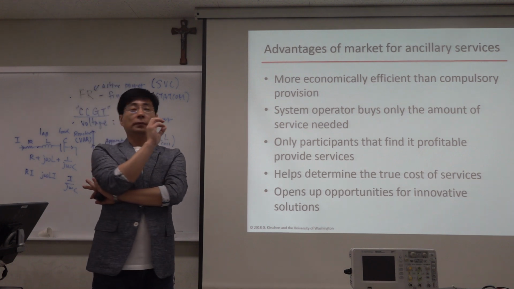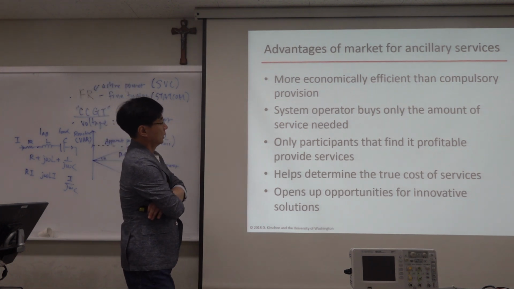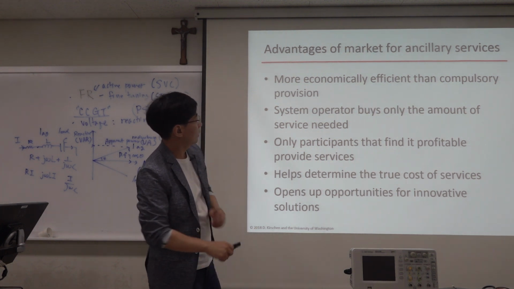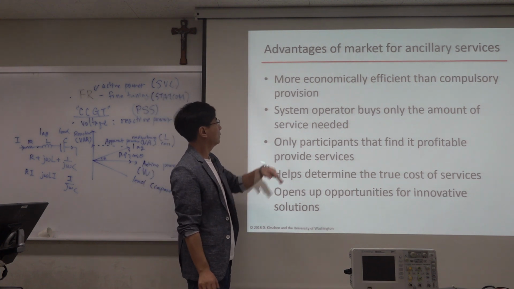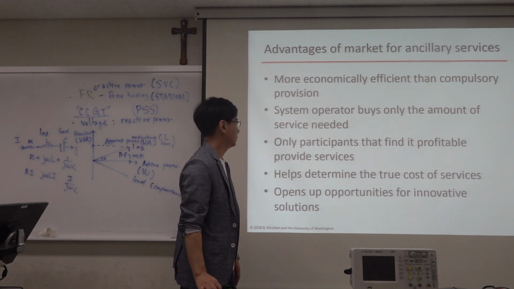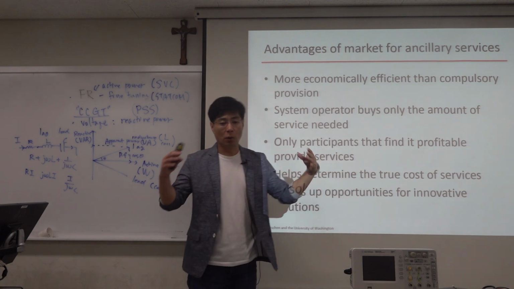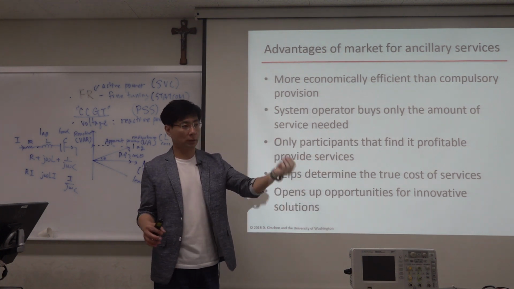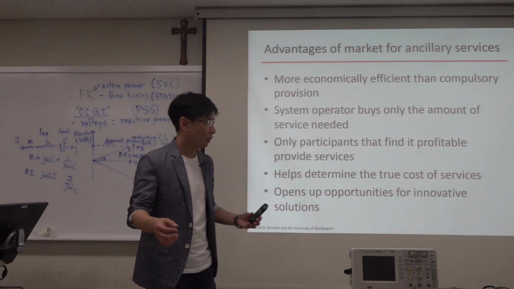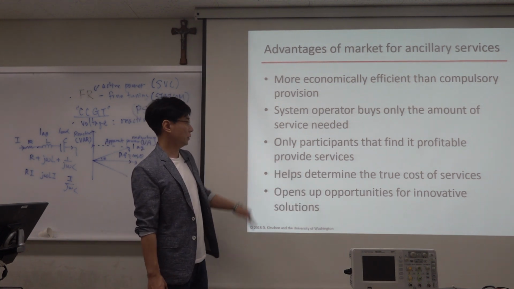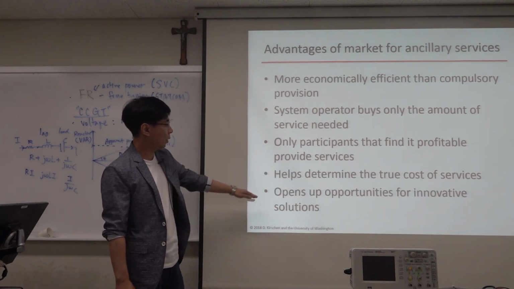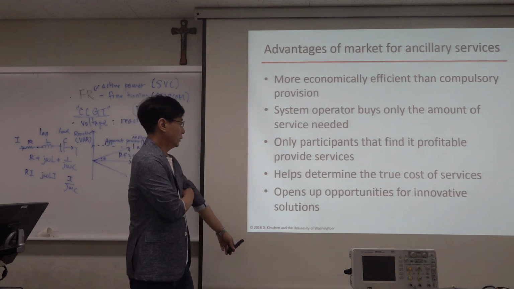And the advantages of markets for ancillary services are that they are more economically efficient than compulsory provision, and the system operator buys only the amount of service needed, so no waste. Only participants that find it profitable provide services. So not all participants need to provide that kind of service. Only the participants who are willing to do that and who think they can make money can participate in this ancillary service market. So it helps determine the true cost of services, and it opens up opportunities for innovative solutions.